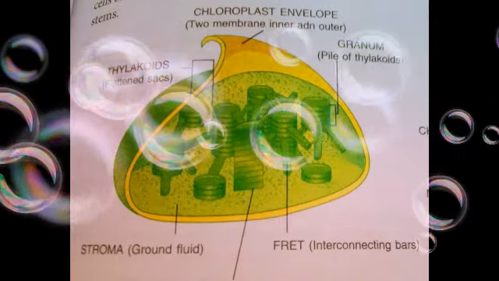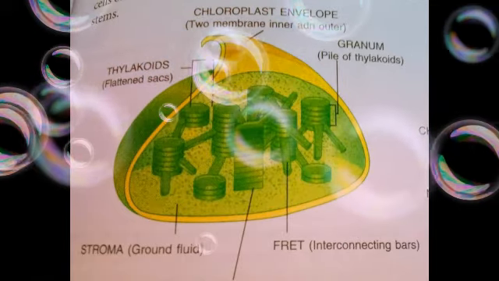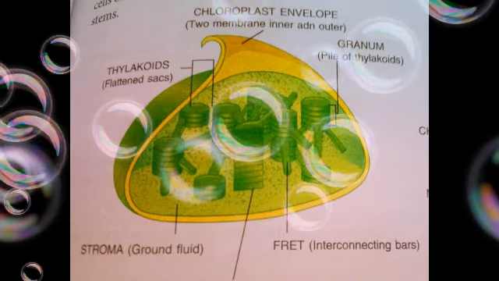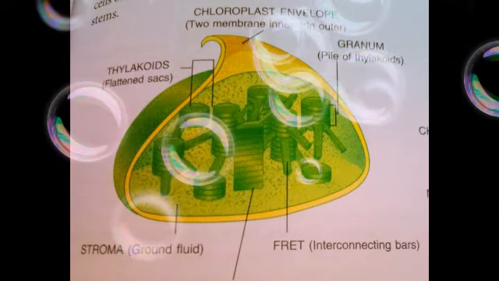The chloroplast is in a double membrane envelope. While drawing the diagram, you have to keep in mind that you have to draw a double membrane. It is not a single layer. It is a double layered structure.